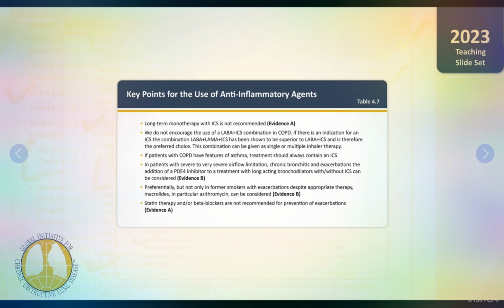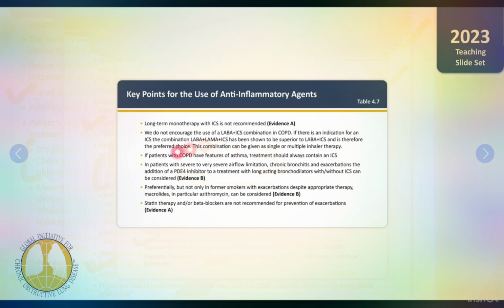Then about anti-inflammatory agents, they are telling long-term monotherapy with ICS is not recommended. We do not encourage the use of LABA plus ICS combination in COPD. If there is an indication for use of ICS, then we can give LABA plus LAMA plus ICS, which is superior to LABA plus ICS and is therefore the preferred choice. This combination can be given as single or multiple inhaler therapy. In patients with COPD having features of asthma, treatment should always contain an inhaled corticosteroid.